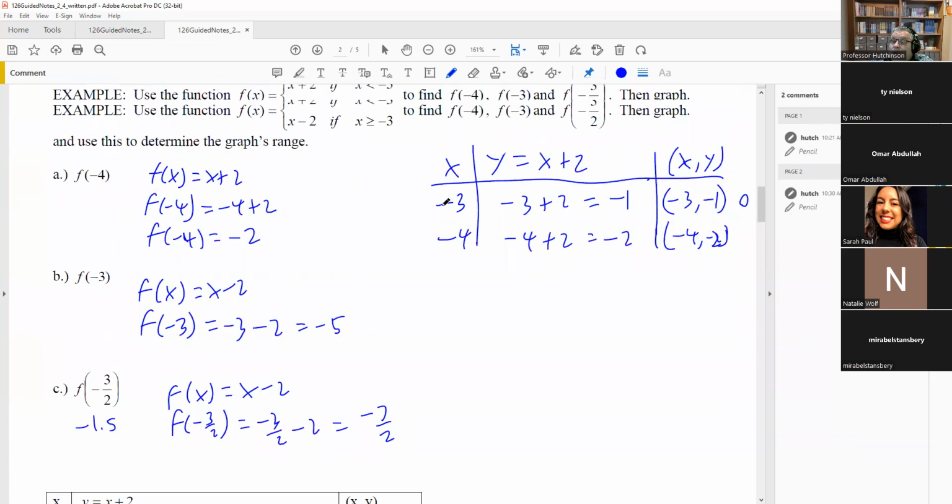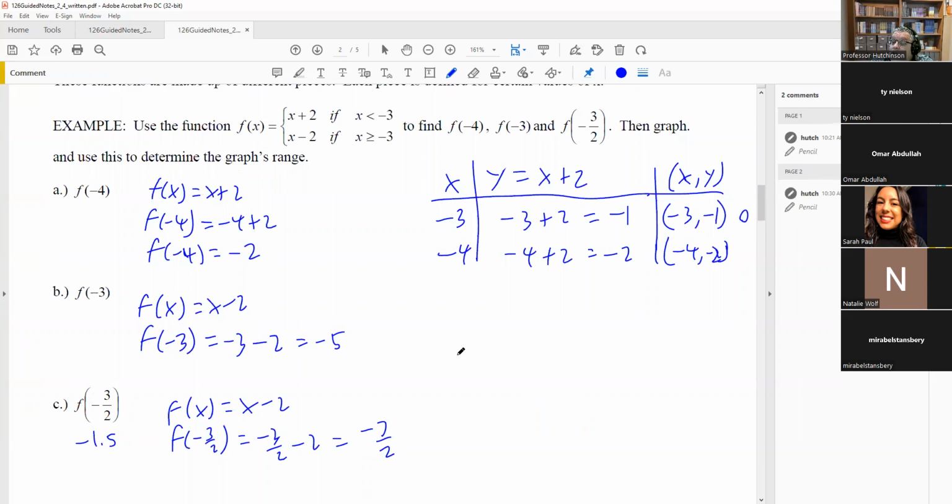Now the next one, we want to look at the bottom one. So let's make a table for the bottom one, y equals x minus 2. And we'll do the same thing here with an x and a y like that. And so we're going to do -3. This time I'm using -3 because again, it appears in the conditional statement, but I have a greater than or equal to symbol here. Greater than or equal to means that this point is actually included. So when I graph this one, that point is going to be a closed circle because it has the equal sign there.